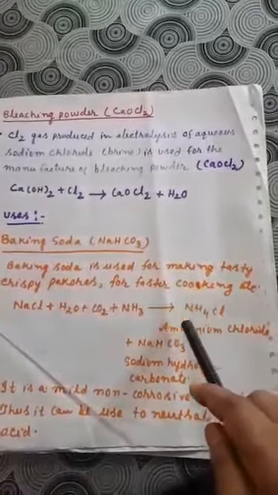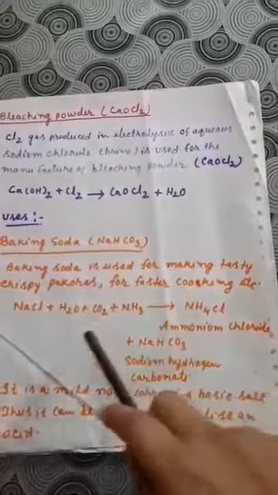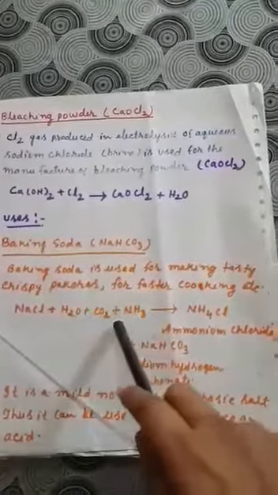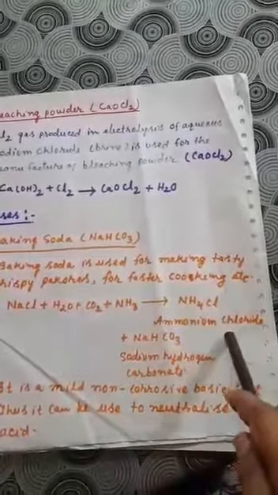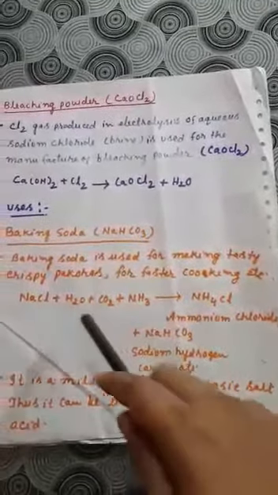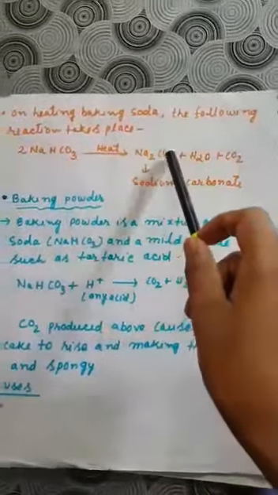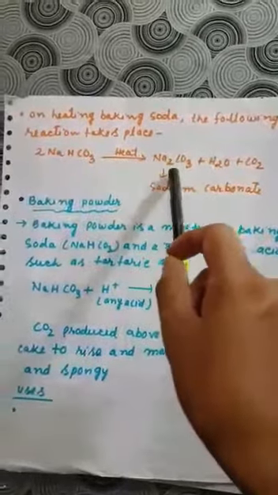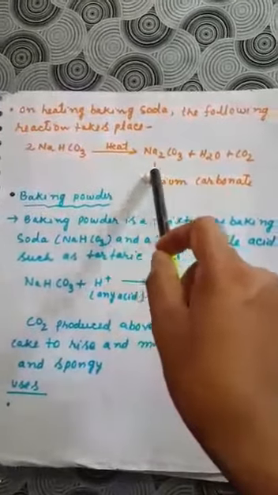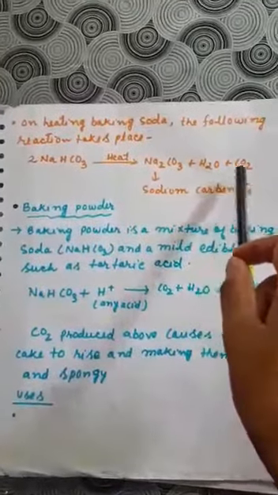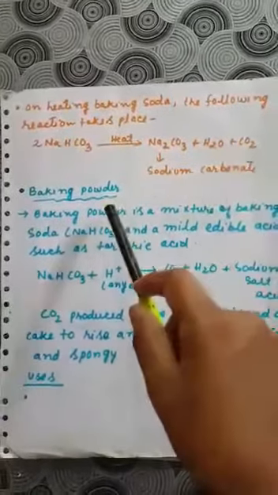So how do we get baking soda chemically? Sodium chloride, water, carbon dioxide, and ammonia, when they react together, give us ammonium chloride and sodium hydrogen carbonate. This reaction you have to remember. Now on heating baking soda, we get the following reaction. Sodium hydrogen carbonate, when you heat it, gives sodium carbonate, which is basic in nature, water, and carbon dioxide gas.